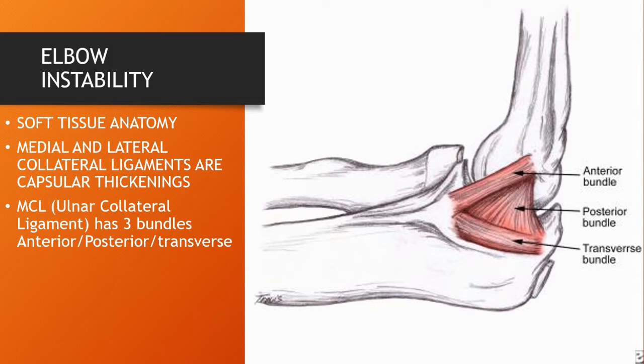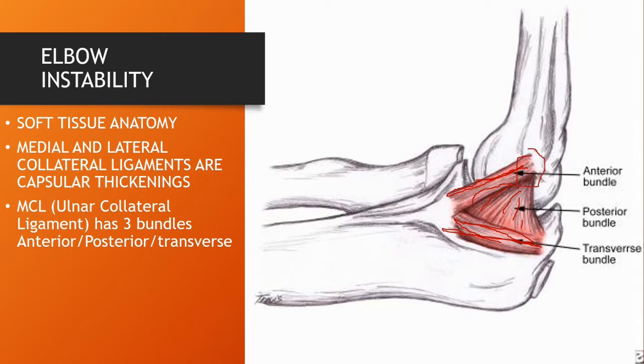It has an anterior bundle, which is here. It has a posterior bundle, which is here. And then it has a transverse bundle, which is here. And the primary site of origin of the anterior and posterior is right here, up on the medial epicondyle.